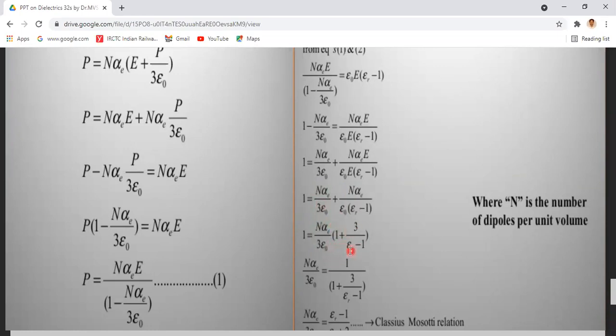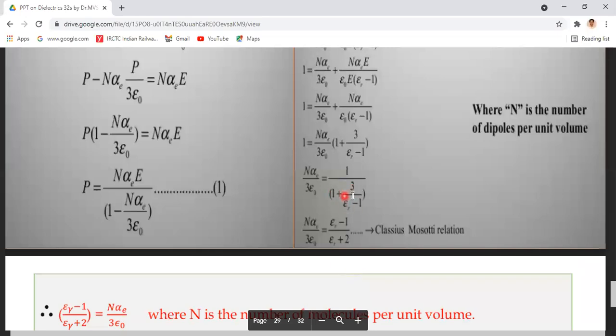So epsilon r minus 1 into 1 is nothing but epsilon r minus 1. Of course, n alpha E by 3 epsilon naught is equal to 1 divided by this term. So n alpha E by 3 epsilon naught alone is 1 divided by 1 plus 3 by epsilon r minus 1. By simplifying this, n alpha E by 3 epsilon naught is equal to epsilon r minus 1 into this one.